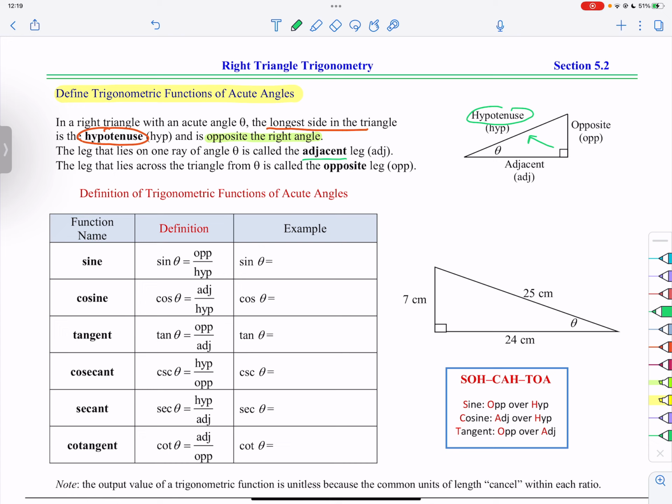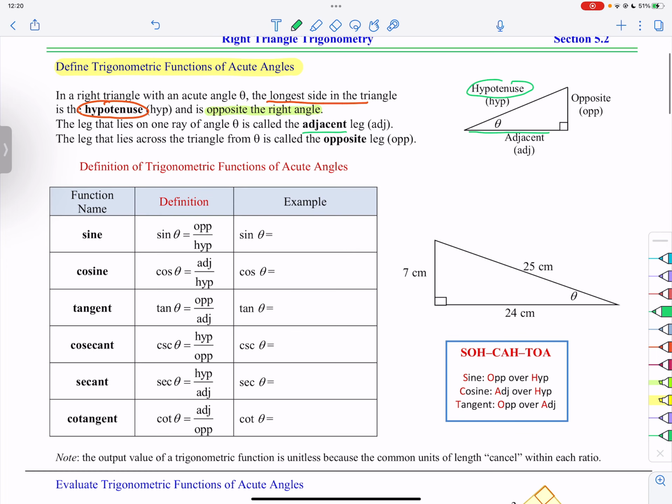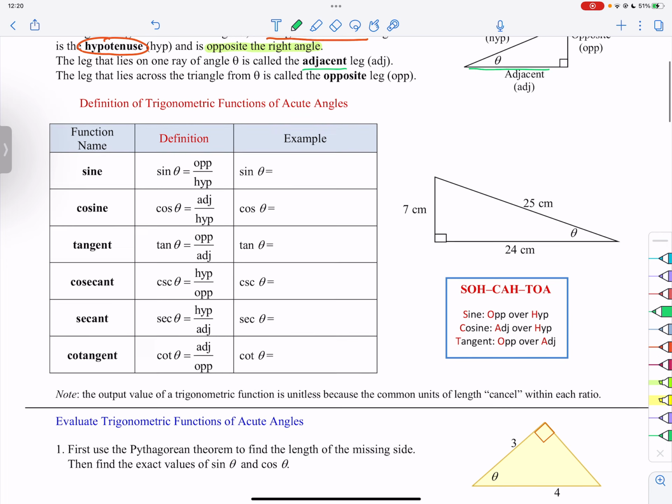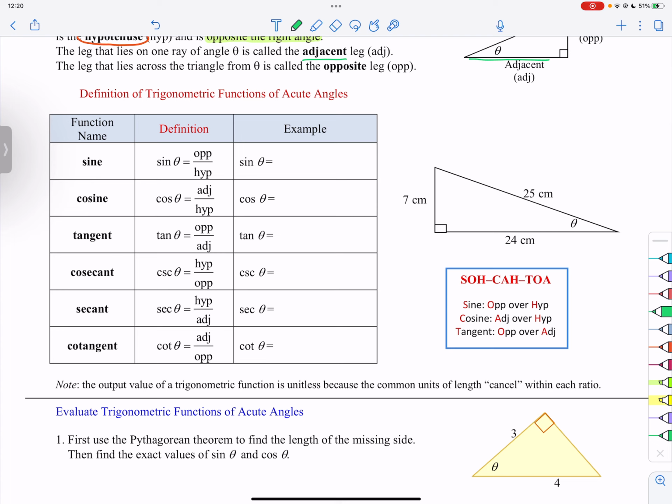So you are either adjacent to the ray of angle theta, that leg, or you are opposite. And as you can see, if this is theta, then the side opposite of theta is that side. Okay, so we'll be using opposite and adjacent a lot. So let's go ahead and look at our definitions and we'll work these examples.